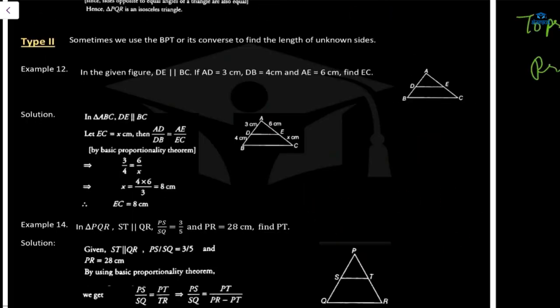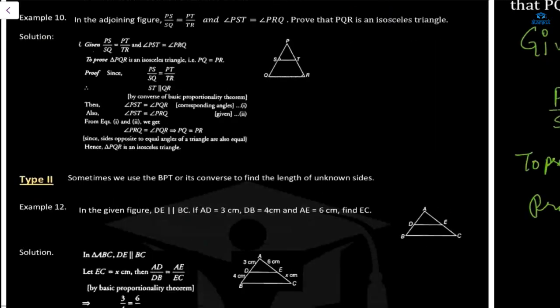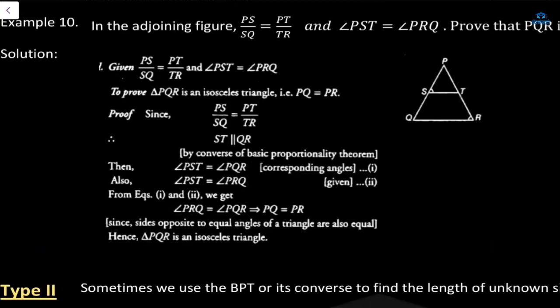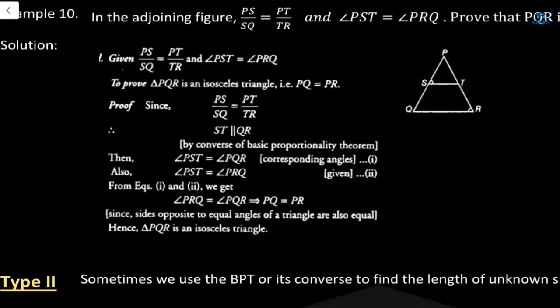See, if you need the statement form, I have written the proper statement here. Since the angles are equal, the opposite sides are also equal, which implies PQ is equal to PR. So the opposite angles are equal and the opposite sides are equal, so the triangle is an isosceles triangle. Statements are very important in your geometry. You cannot miss a statement, how you are proving, why you are proving.